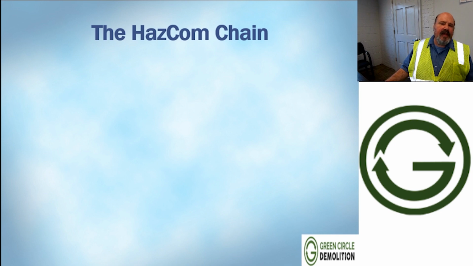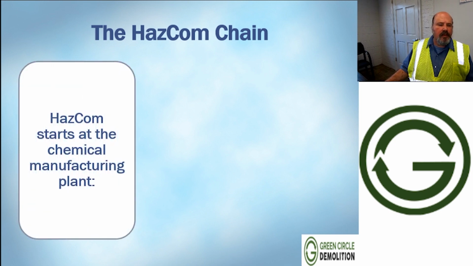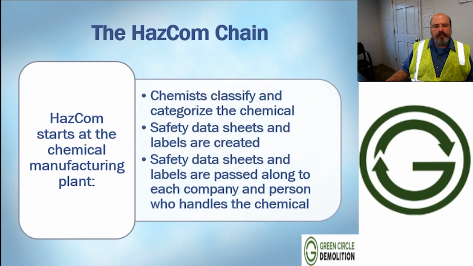Now let's talk about the HazCom Chain. The HazCom Chain starts at the chemical manufacturing plant, where the chemists classify and categorize the chemical. Safety data sheets and labels are created. Safety data sheets and labels are passed along to each company and person who handles the chemical.